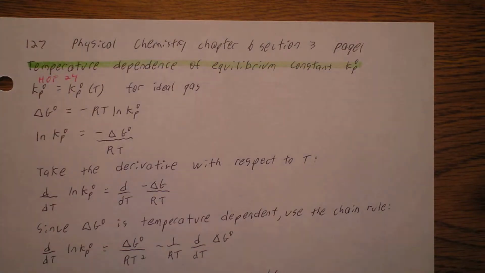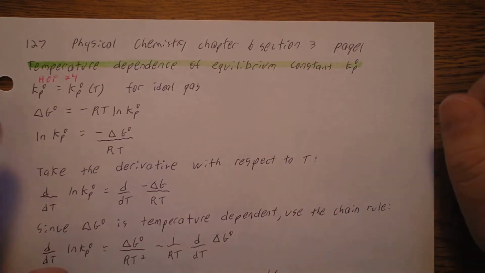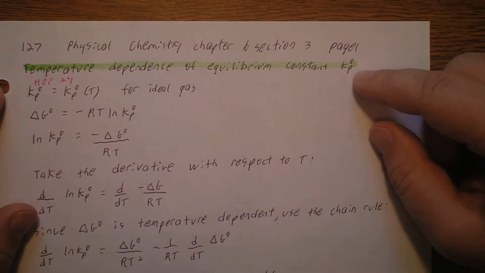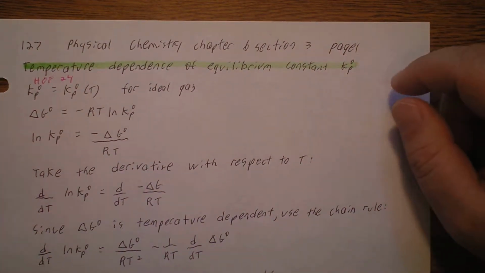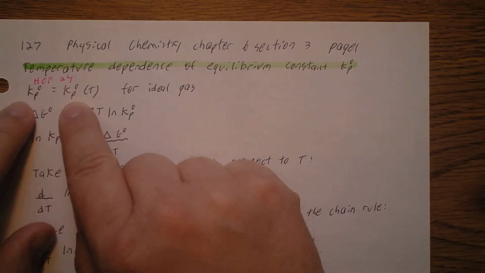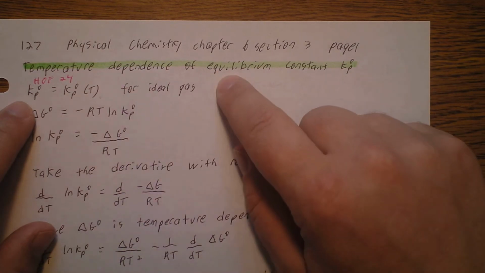Continuing on physical chemistry, chapter 6, we're beginning section 3 right now. So now we're going to talk more about the temperature dependence of the equilibrium constant Kp0, which we defined in the previous section. So Kp0, remember, we said is a function of temperature, at least for an ideal gas.